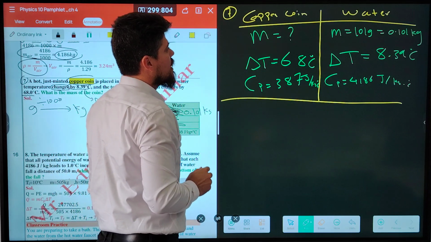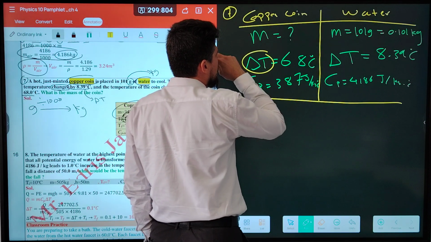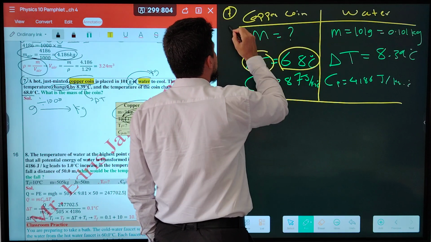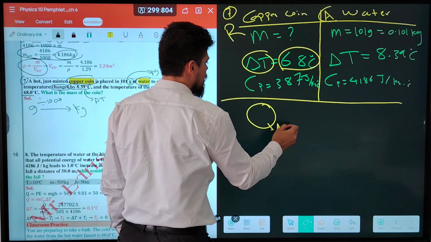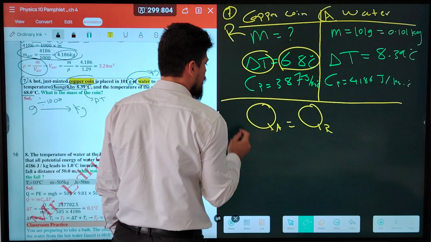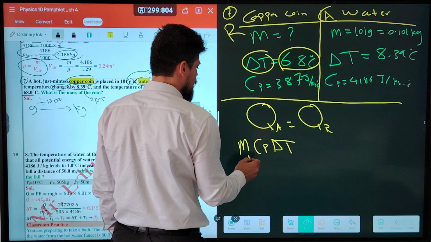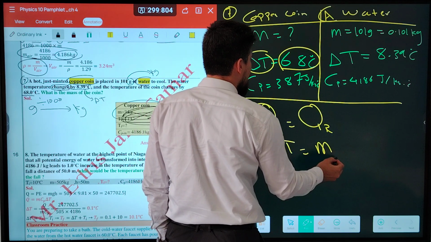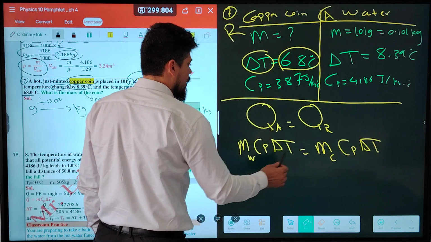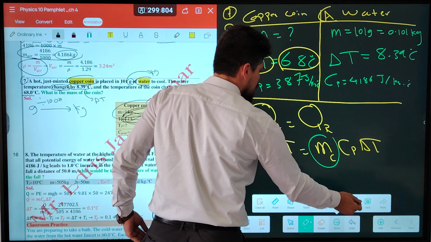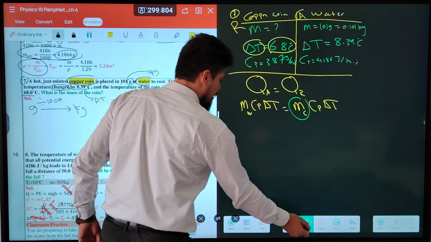Which one absorbs and which one releases? So which one has more change in temperature? The copper. So this one releases, and this one absorbs. Q absorb is equal to Q release. Q absorb for water is mCp delta T, with the mass of water. For release, the mass of copper, mCp delta T for the copper. What is unknown? Mass of copper. So you can rearrange the equation directly to determine the mass of the copper.